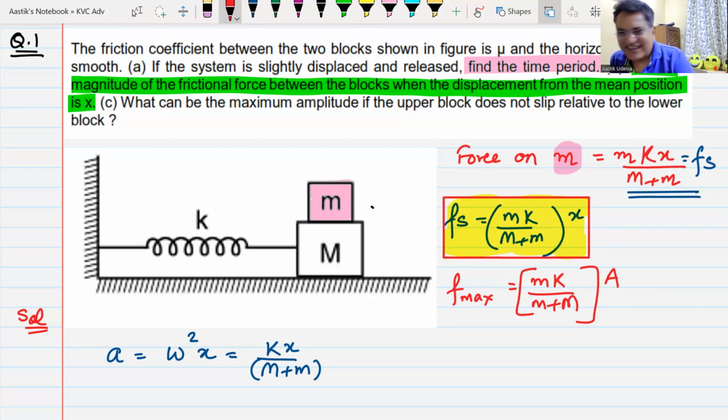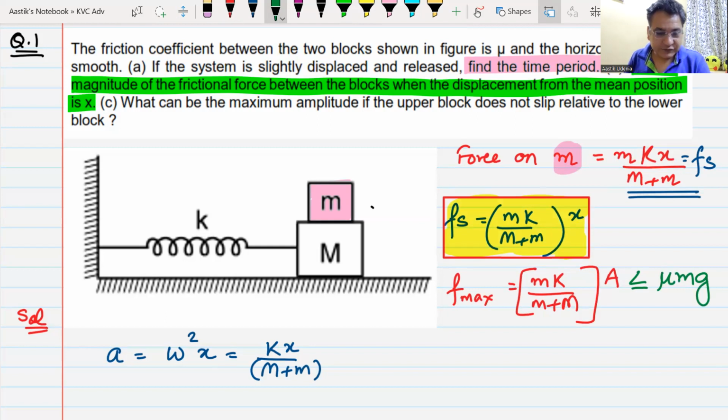Yes, sir. And this maximum value of frictional force is always less than or equal to... Kinetic friction. Limiting friction, sir. Sorry. Thank God. And what is the value of limiting friction? Mu into N. And what is the value of N for this block? Mg. See, so good.